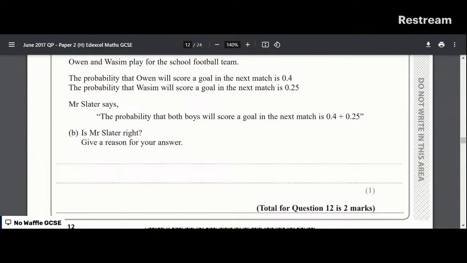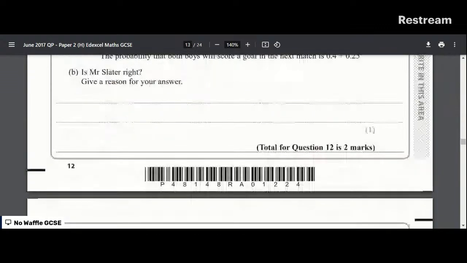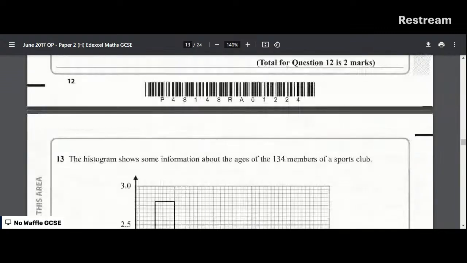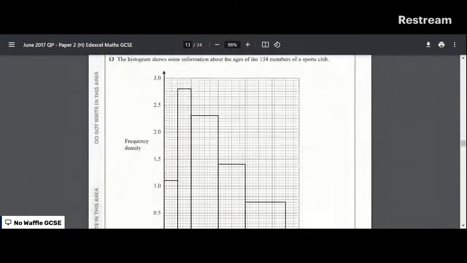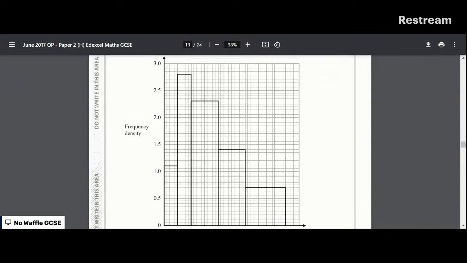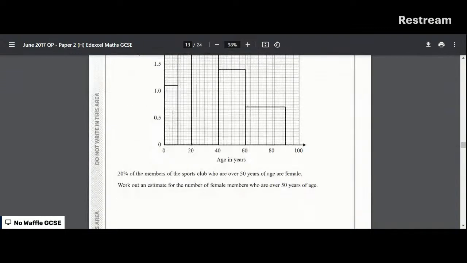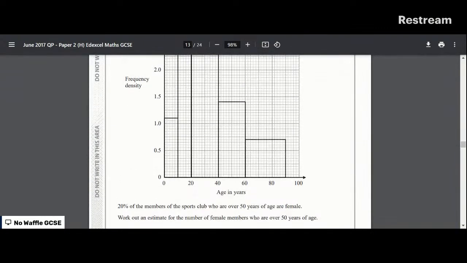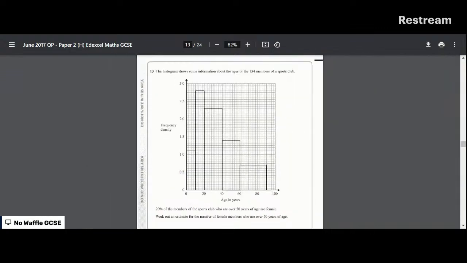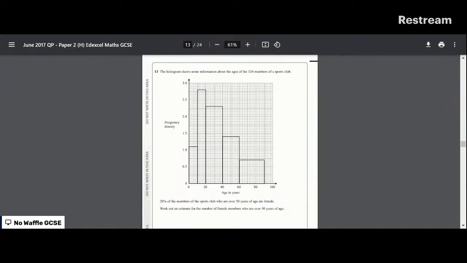Okay, that was the only question from there. So the next one is a question about histograms. The histogram shows some information about the ages of the 134 members of a sports club. 20% of the members of the sports club who are over 50 years of age are female. Work out an estimate for the number of female members who are over 50 years of age. So I'm going to screenshot this so that we can put it on the whiteboard and draw on it.